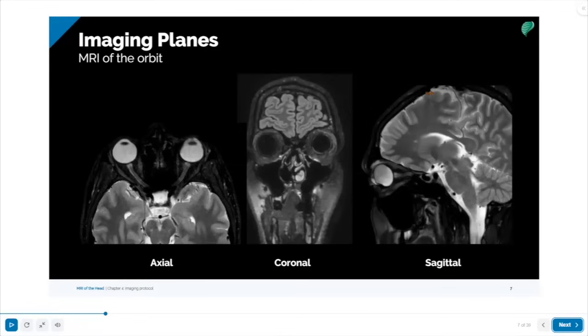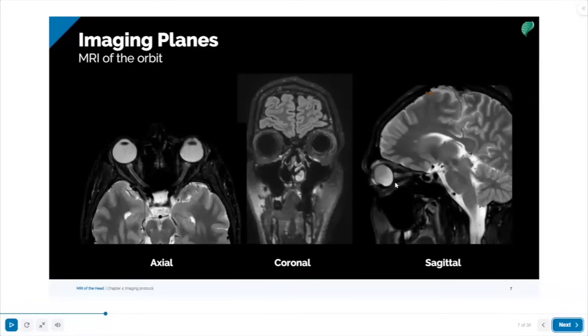The sagittal plane provides a lateral view of the orbit, dividing it into medial and lateral halves. It is useful for evaluating structures such as the medial and lateral rectus muscle, as well as the relationship between the globe and the optic nerve. An oblique sagittal is used with the orbits because it's important for detecting lesions involving the posterior aspect of the orbit, including pathology affecting the optic nerve sheath or extending into the orbital apex.